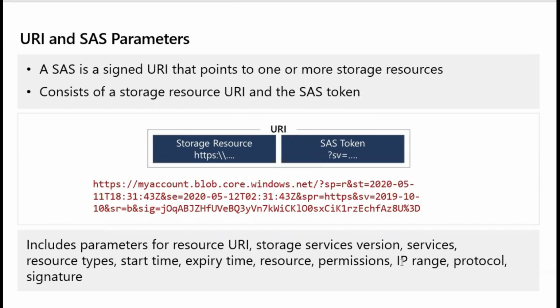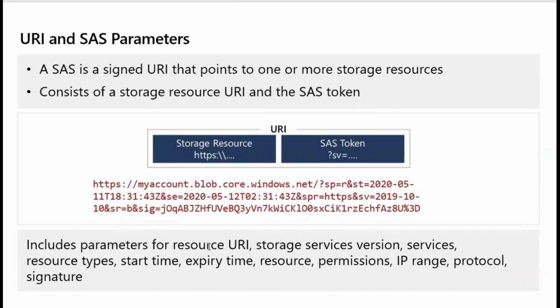URI and SAS parameters. A SAS is a signed URI that points to one or more storage resources and consists of a storage resource URI and the SAS token. So that means when you provide access, it will create a unique link, and that link will have a time, date, and what kind of access they have. So everything will be in this link.